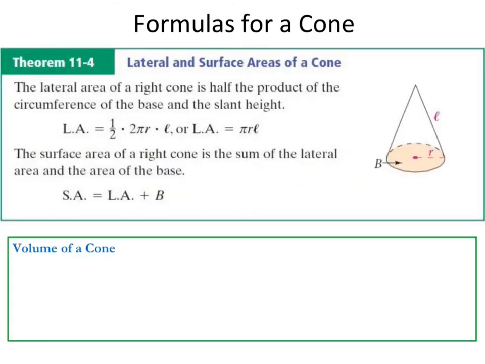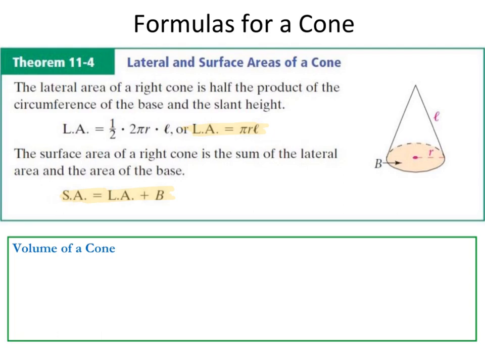Now, further simplifying the formula, if it's 1/2 times the circumference of the base times the slant height, we can simplify this even further, because the 2 cancels with the 1/2. The formula we're going to focus on for lateral area that you should write down is: lateral area equals pi times the radius times the slant height. And the formula for surface area is identical to the formula for surface area of a pyramid. It's the lateral area plus, now there's only one base, so plus one base.